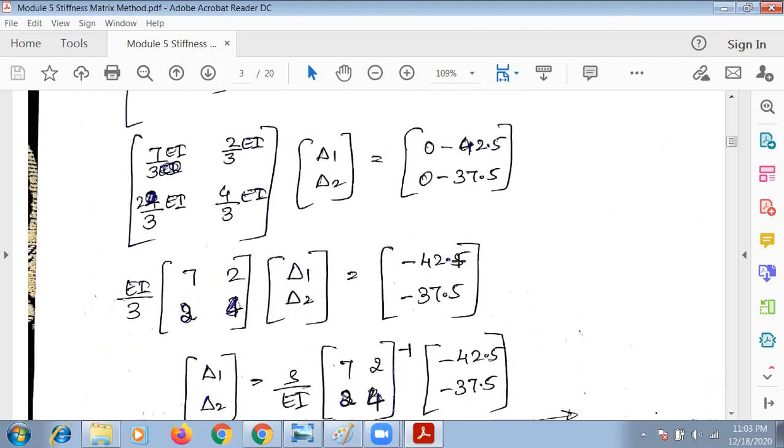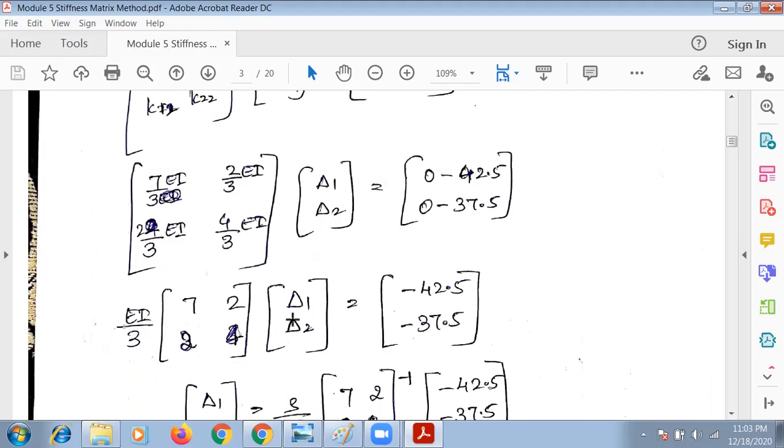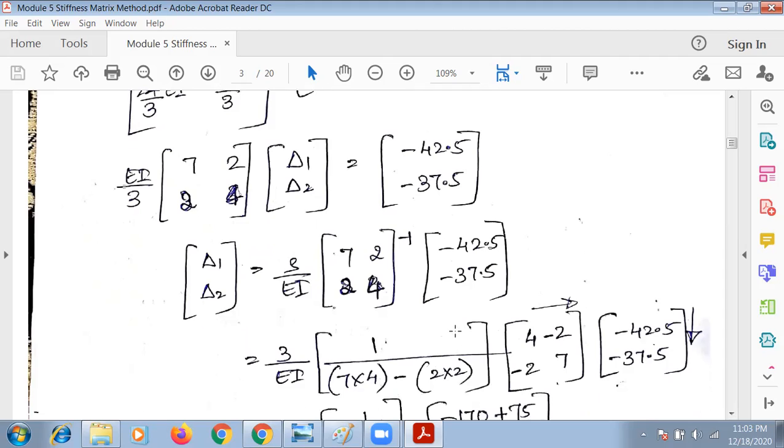Keep it in the form of delta first, so delta 1, delta 2, delta 1, delta 2. Then this portion goes here, so we'll be writing it as an inverse matrix. When it goes here, it becomes inverse, with 42 minus 37.